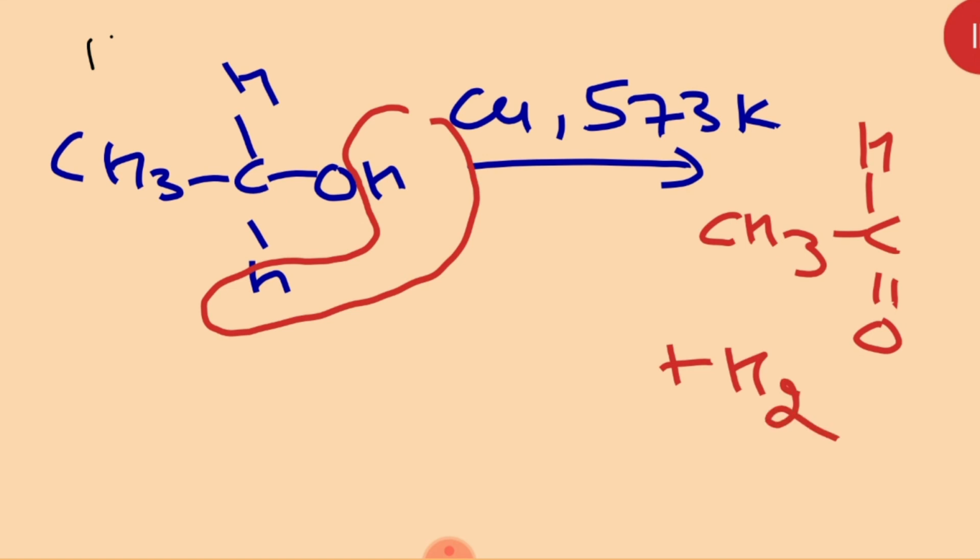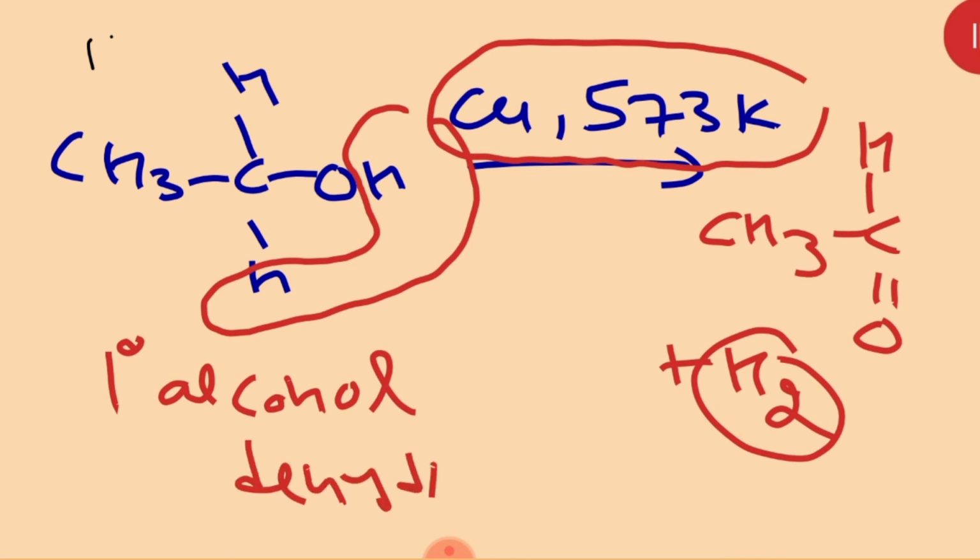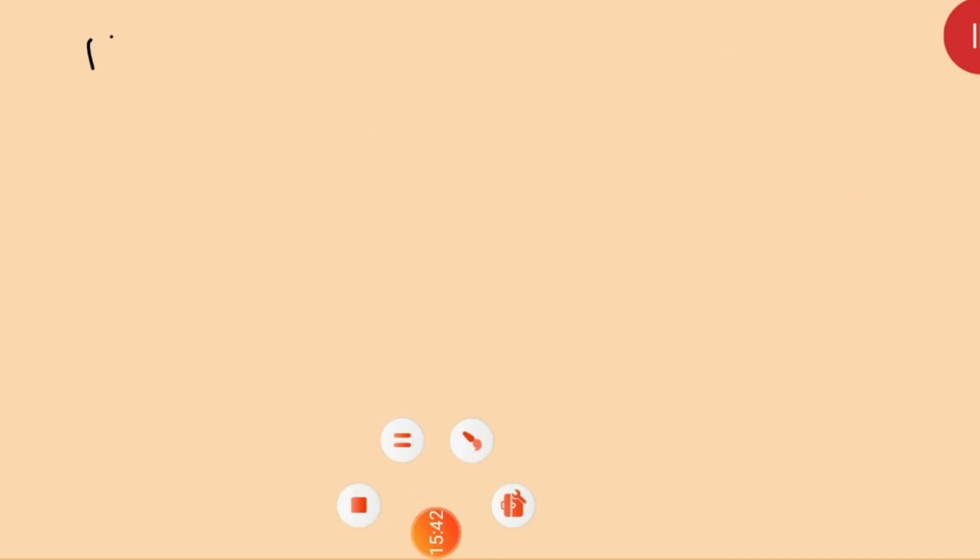Okay, and this is called aldehyde. What do you call it? Yes, you call it aldehyde. Copper at 573 Kelvin, and this is the primary alcohol. And students, remember one thing: wherever you simply remove the hydrogen, that is called dehydrogenation. What do you call it? Dehydrogenation. Okay, then after that we have to do the secondary alcohol.